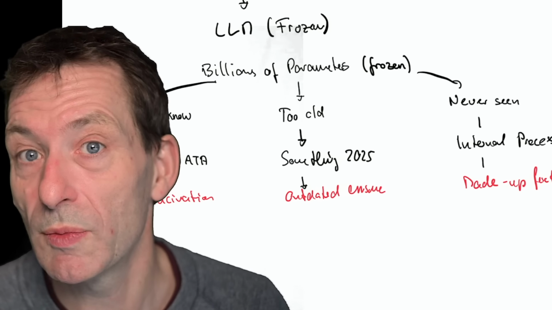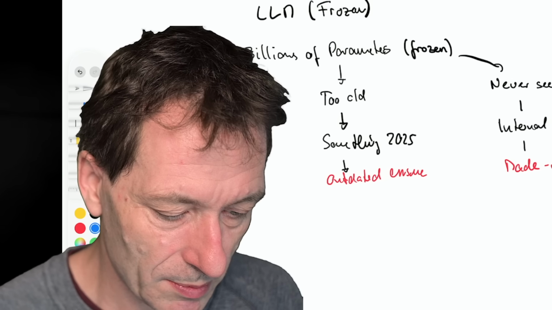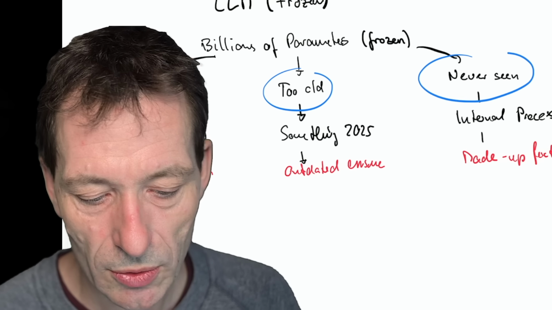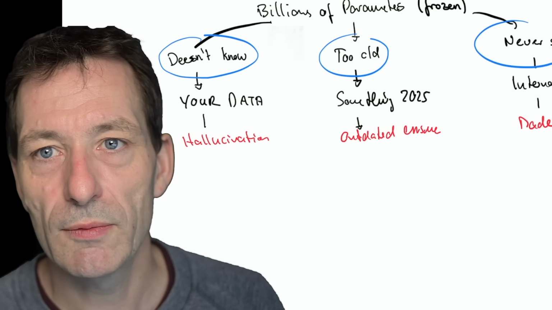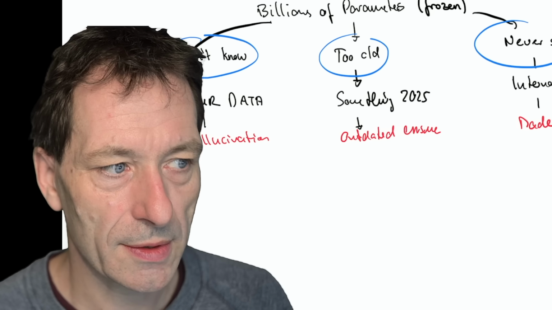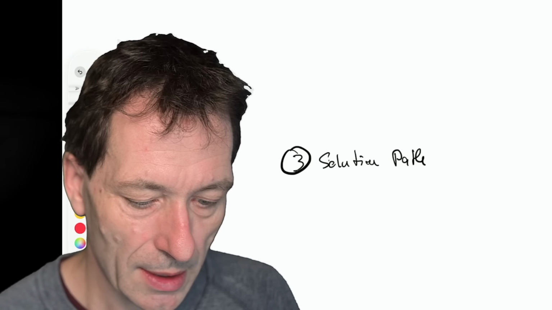So the large language models don't know about your data, right? In the end, all the three problems point out that it doesn't know, something is too old, never seen. So they should know something to answer your question, but they don't know. What can we do? How can we find a way out of this? So it's basically three solution paths. Let's draw them. Solution paths.